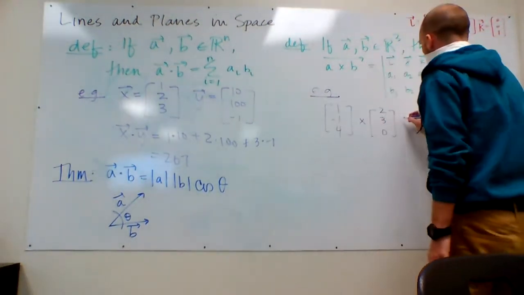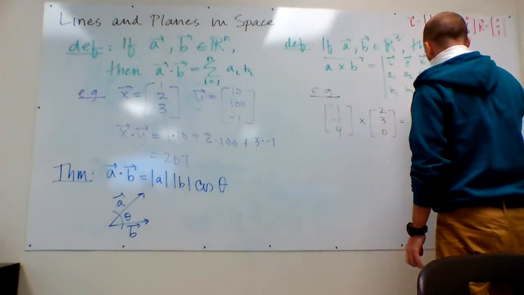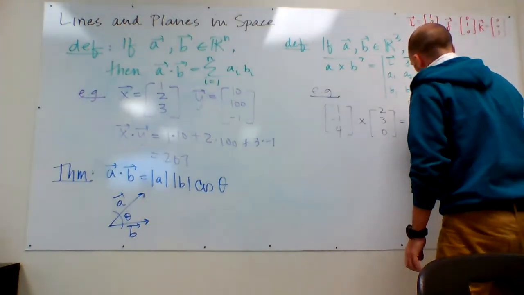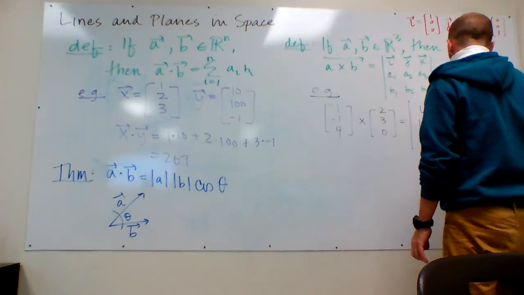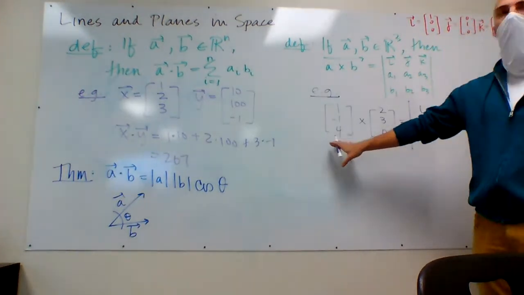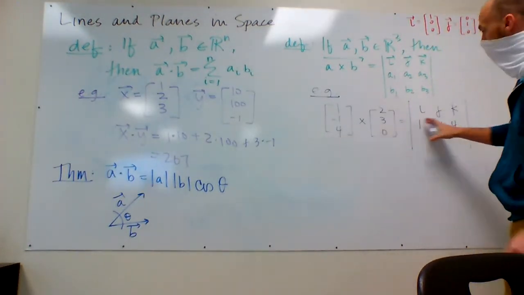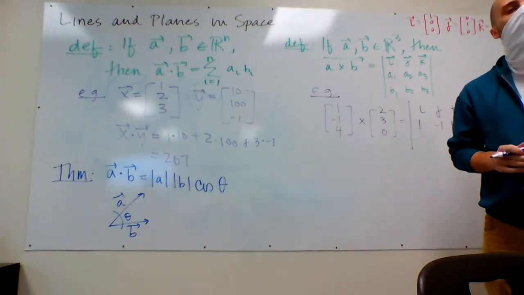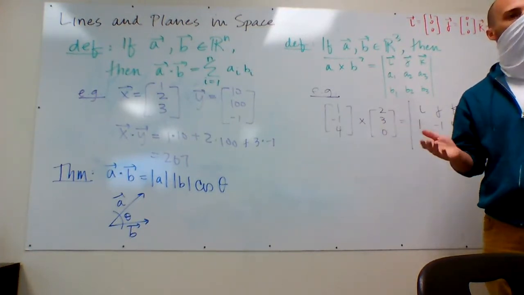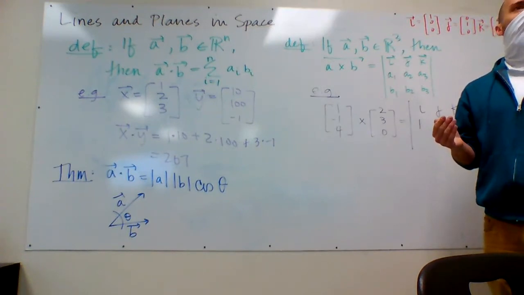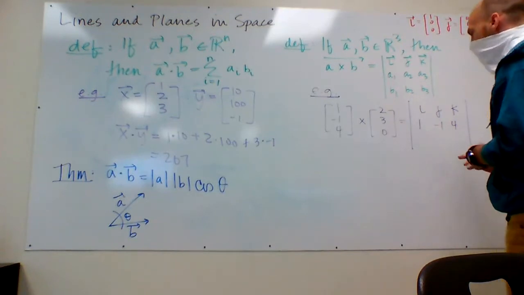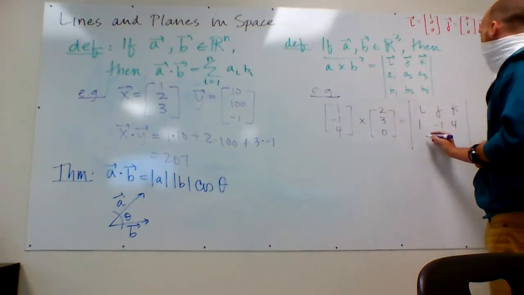But how do we do this? We're going to set up the matrix i, j, k, 1, -1, 4, and 2, 3, 0. It is important that you put the one that you're crossing on the left first because the cross product is anti-commutative. You could even see that from my right-hand rule with the markers: A crossed with B is going to be the negative of B crossed with A because of the way the right-hand rule works.